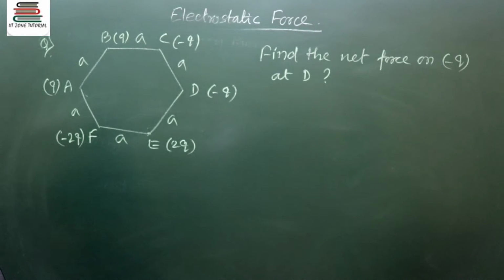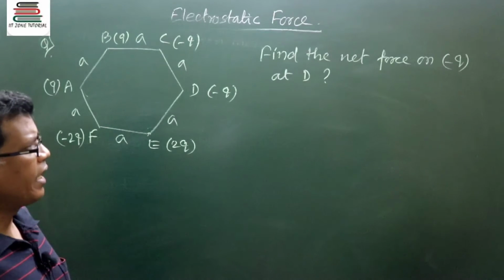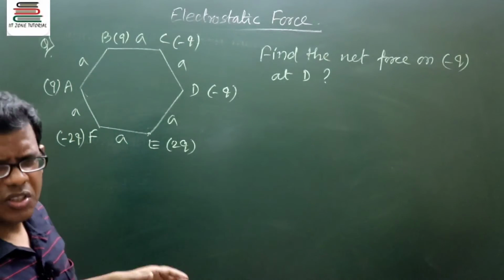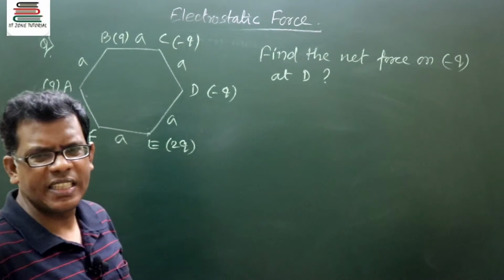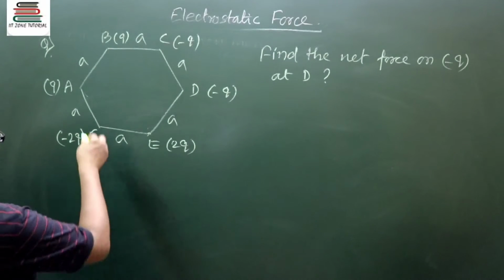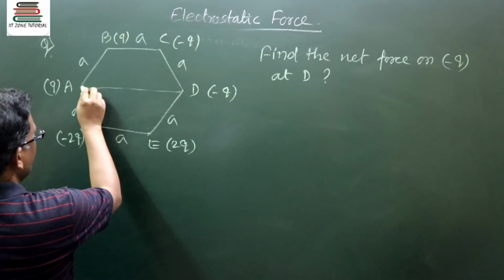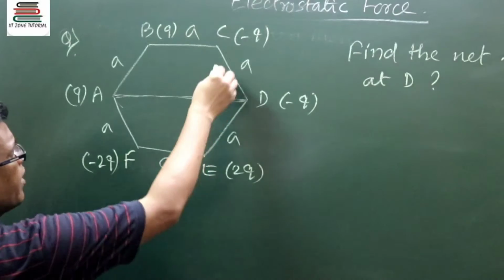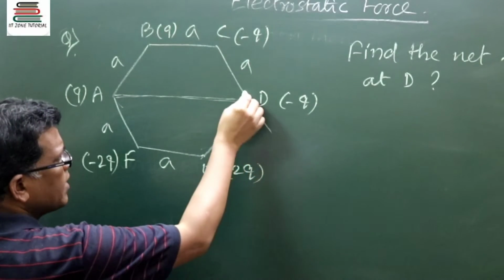Calculation. First of all, we are supposed to find the net force on minus q. Obviously, I have taken all 6 point charges at each and every corner, so it will be messy. The calculation may get messed up, but no issue. We will be concentrating on the concept part, right? So, negative, there will be repulsive.